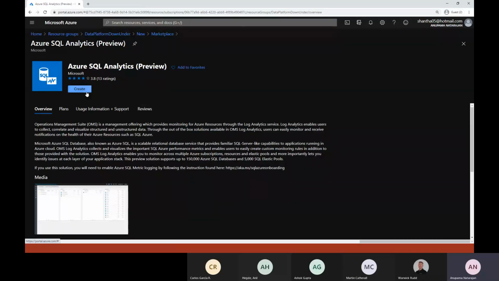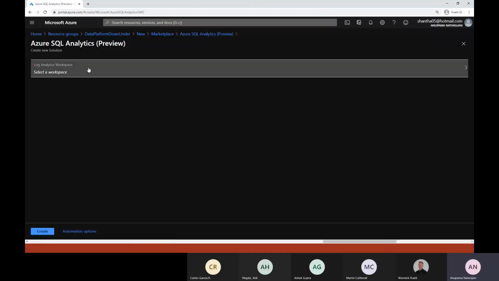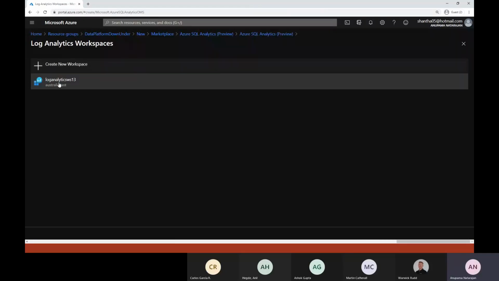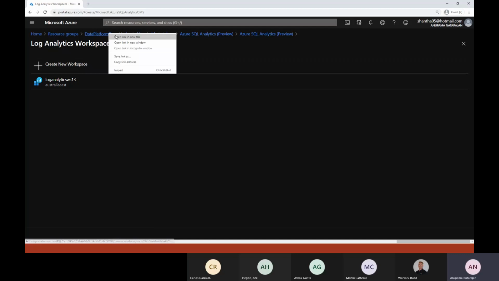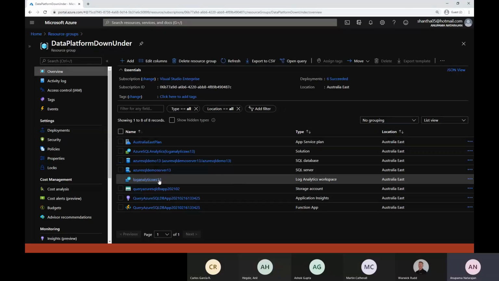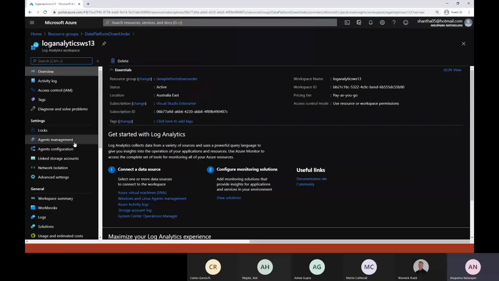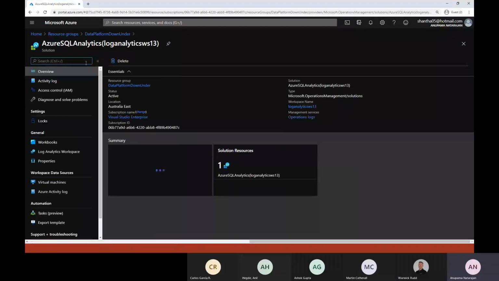So as part of provisioning this, you need to have a log analytics workspace. You can either use an existing one, which I have already got, or you can create a new log analytics workspace. I have already got a log analytics workspace as well as a SQL analytics already provisioned. So this is my log analytics workspace. Cool. And this is my Azure SQL Analytics.